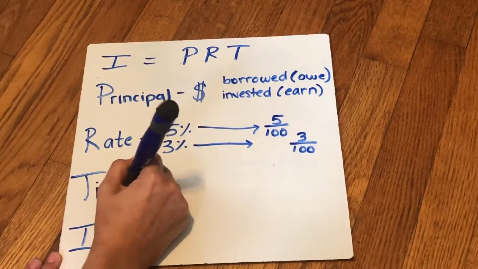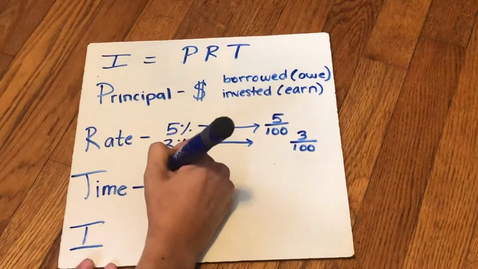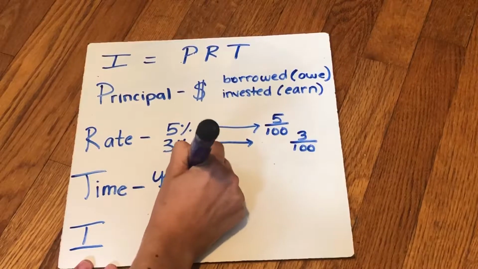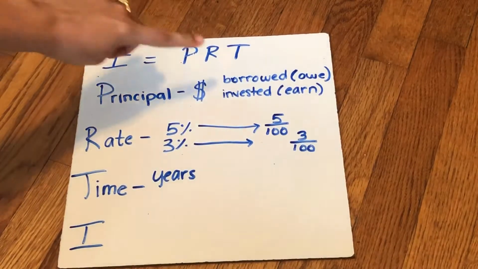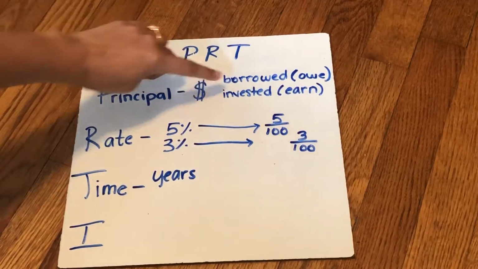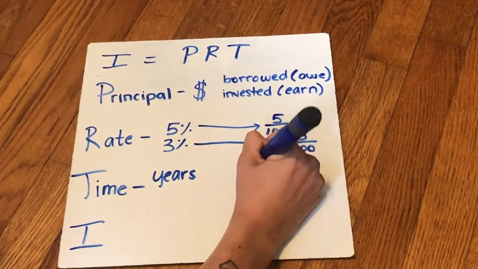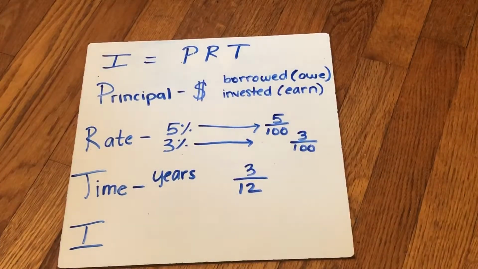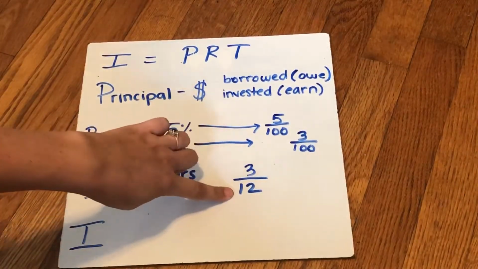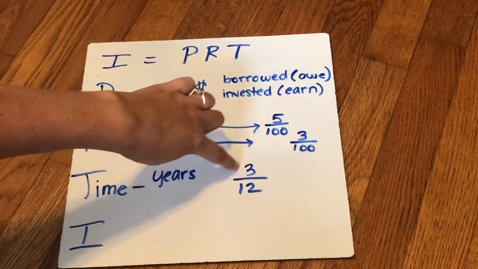Now, when you're doing simple interest problems, there will always be time. This is the amount of time in years. Now, sometimes they'll tell you months. So say we are borrowing that $5,000, there's 5% interest, but we only borrow it for 3 months. How would we write that? We would write it over 12 because there are 12 months in a year. So we have the part over the whole. There's 12 months in a whole year, and we only needed part of the year, so it was 3/12.